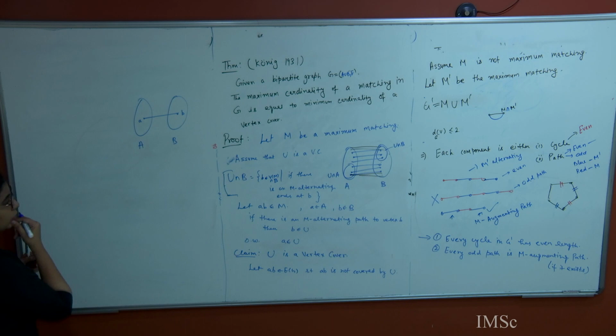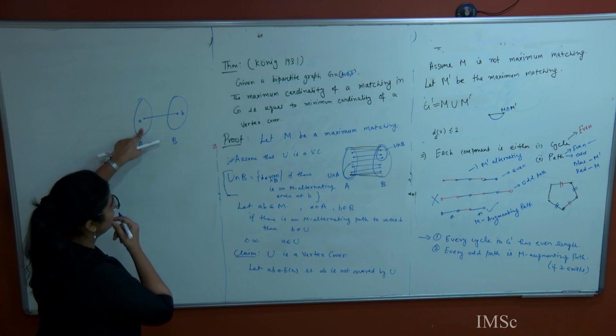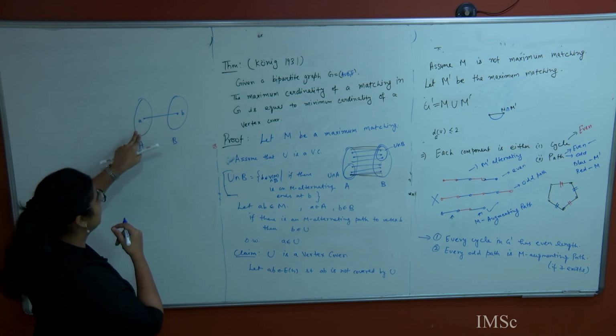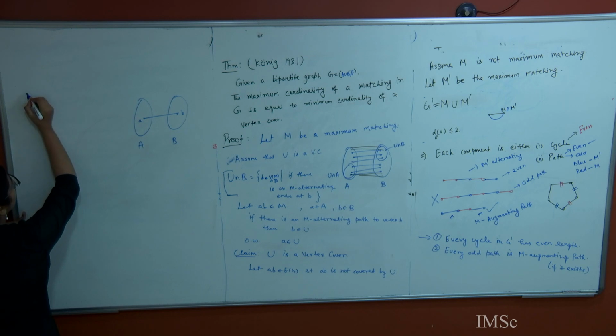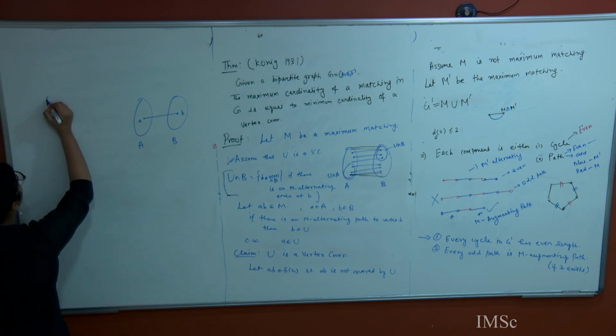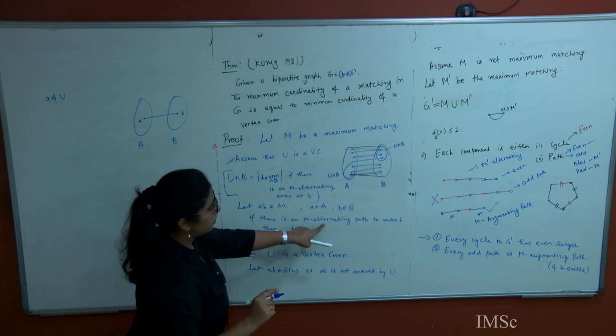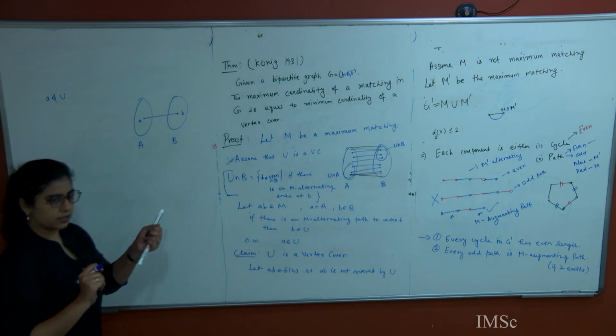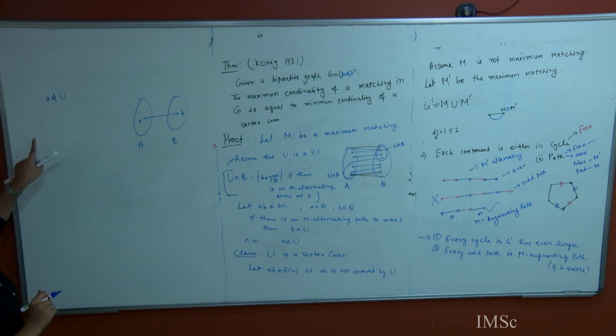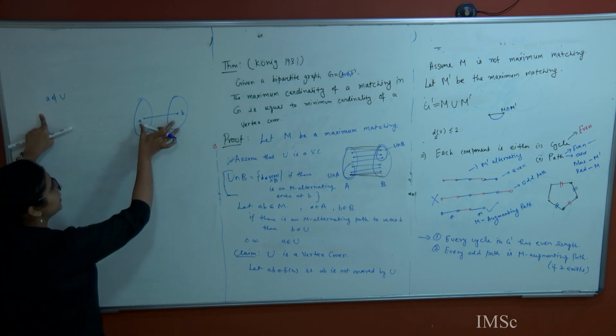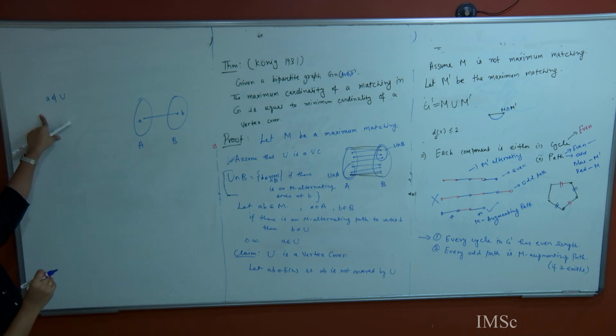So you have this edge which is not covered. That means A is not in U, B is not in U, both are not in U. Now recall that an alternating path starts with some unsaturated vertex, an unmatched vertex.